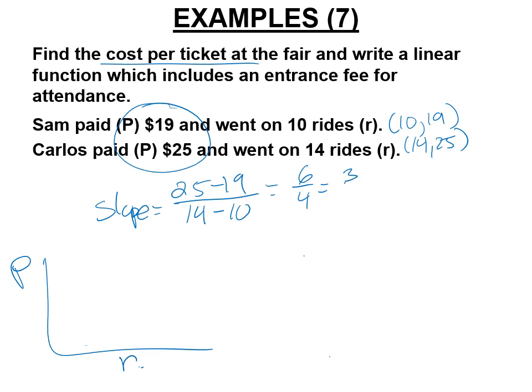All right, so this is 3 halves, right? What does that mean? It's 1.5. It's $1.50 per ride, all right? But we can just leave the slope 3 halves. You don't have to change it.